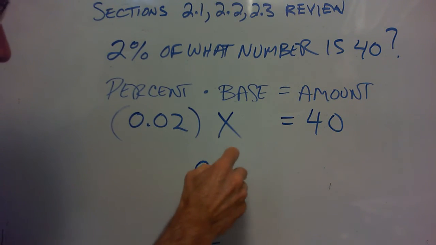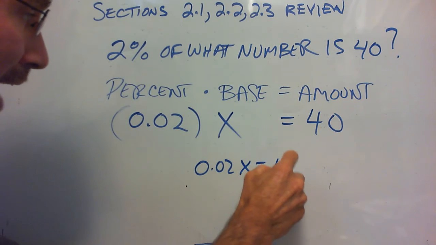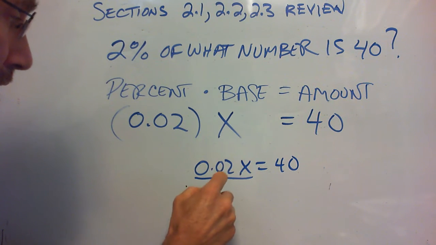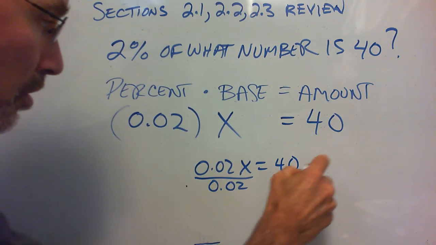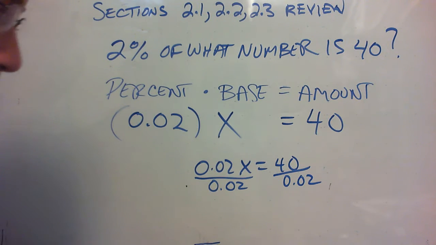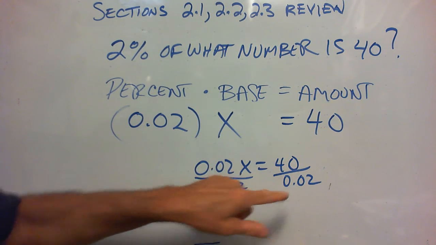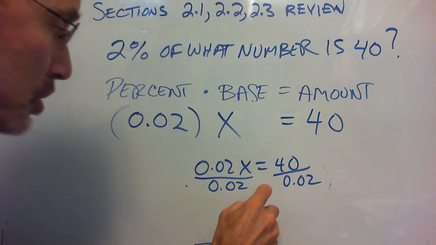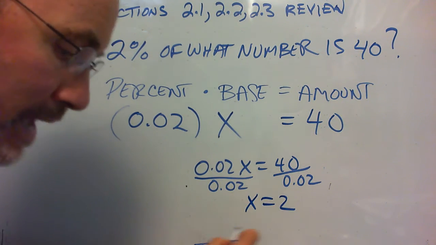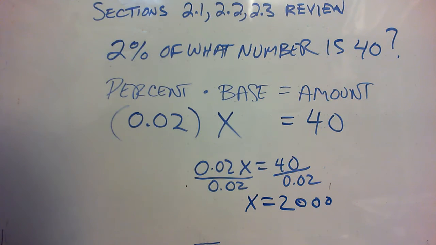Well, we solve this by dividing both sides by 0.02. And either by hand or with a calculator, 40 divided by 0.02 is 2,000. So x is 2,000.